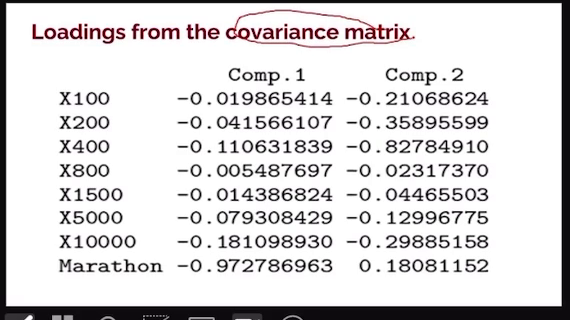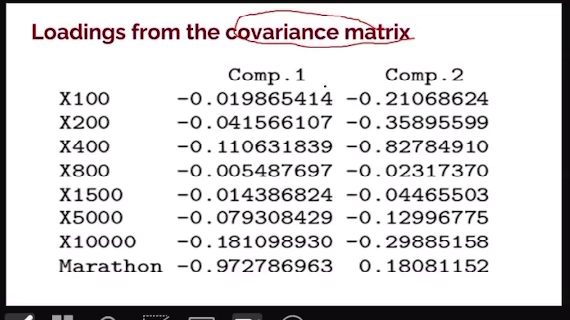100 meters, 200 meters, 400 meters, 800 meters, they are all in meters, right? They are all the same units, so I can use the covariance matrix. But if they are not in the same unit, I'm going to use the correlation matrix. So right now, using the code, I was able to generate principal components based on covariance.